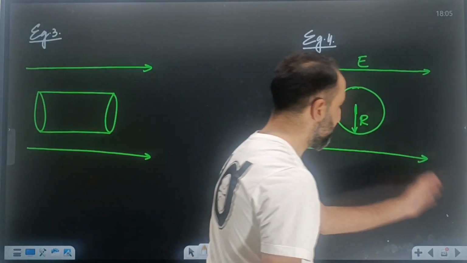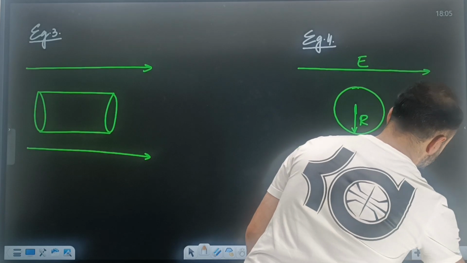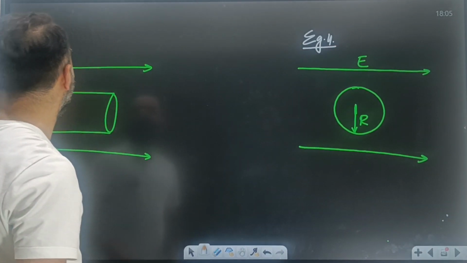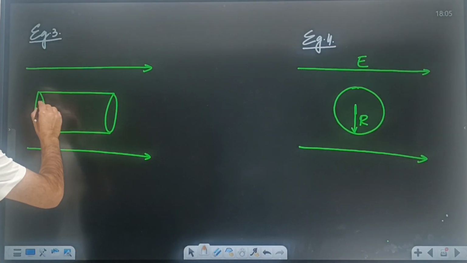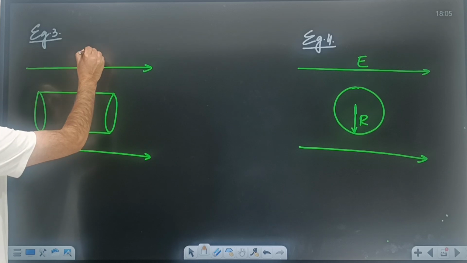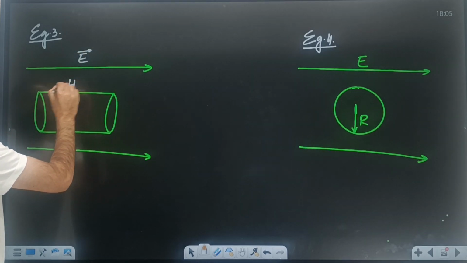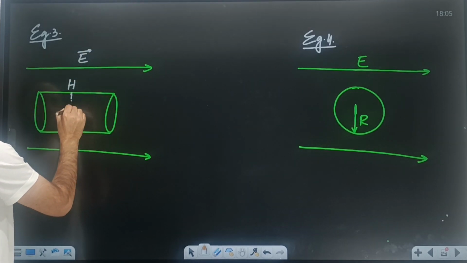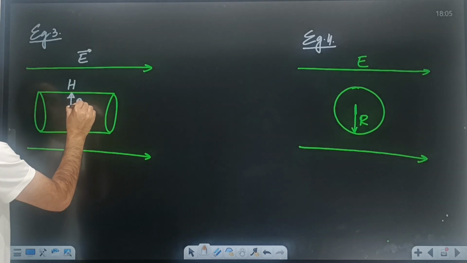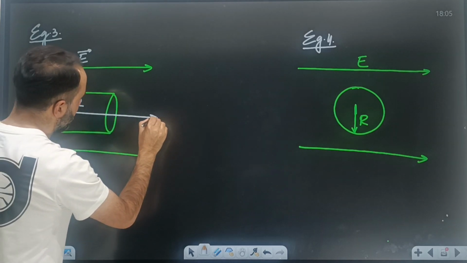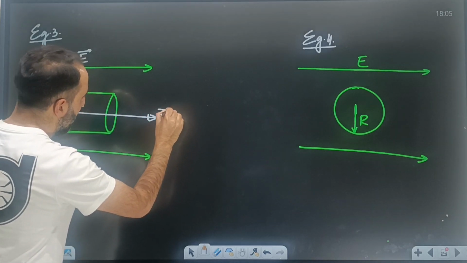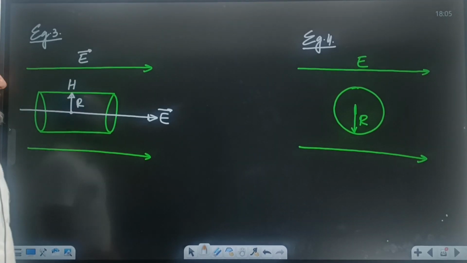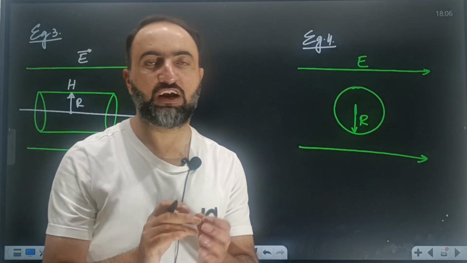Have a look at one more example. This is example number 3. Here this is the electric field, that's E. Its height is equal to h, and the radius of the cylinder is given, that's equal to r. Now here, these are the electric field lines which are entering, and the same number of electric field lines are leaving this cylinder as well.